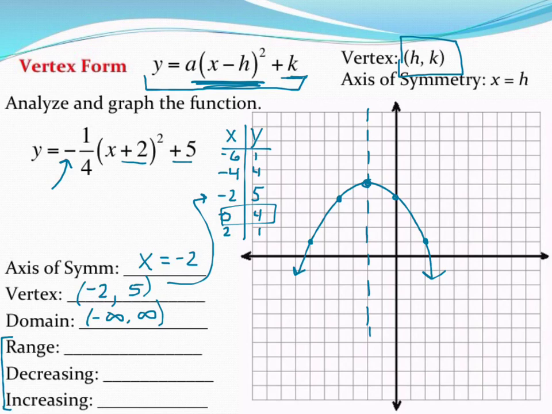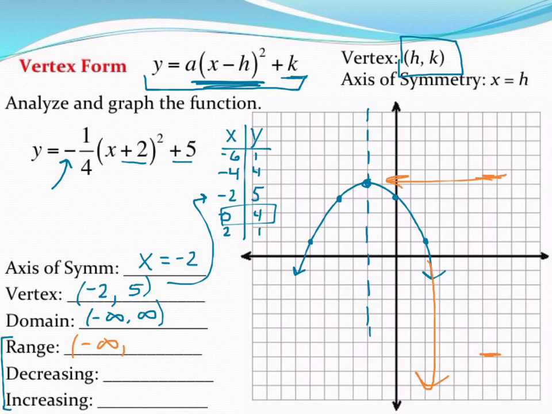Range is always going to be how low a parabola goes to how high it goes. Well, I can see that this parabola drops down forever. So the first part of my range is going to be -infinity. That's as low as this goes. It doesn't go up to +infinity, though. It does hit a maximum value.